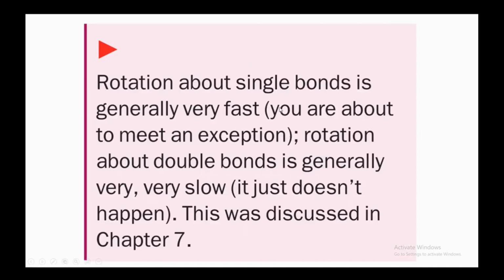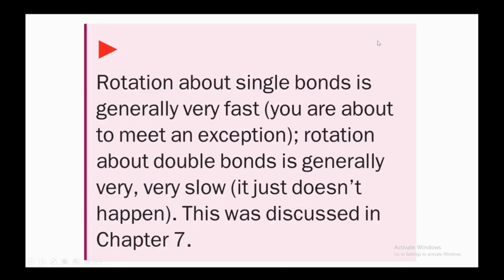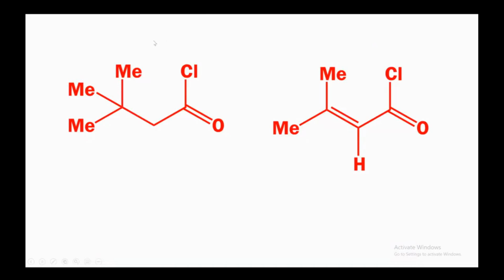Rotation about a single bond is generally very fast. You are about to meet an exception. Rotation about a double bond is generally very slow. It just doesn't happen. This was discussed in chapter 7. So the first compound shows just one methyl signal containing 9 hydrogens at 1.1 ppm. This one contains 3 methyl groups, and 3 times 3 is 9.